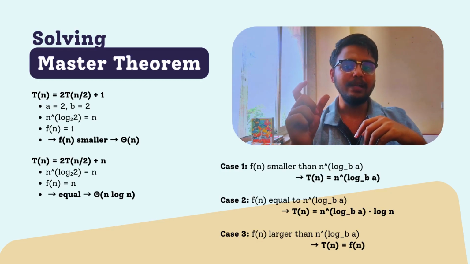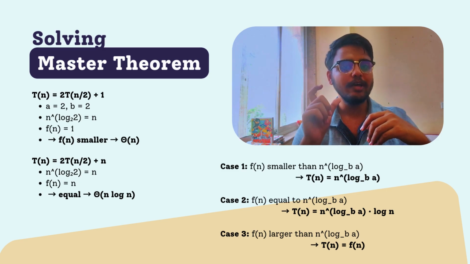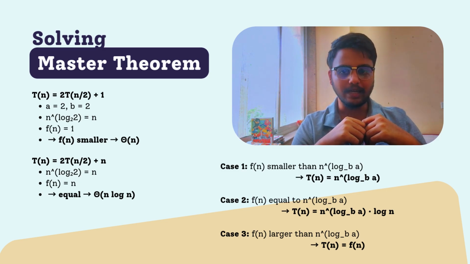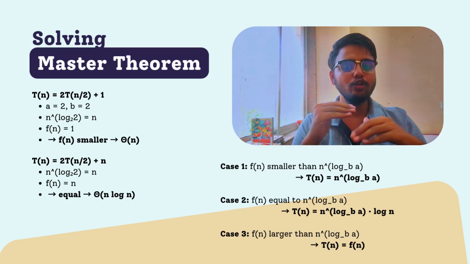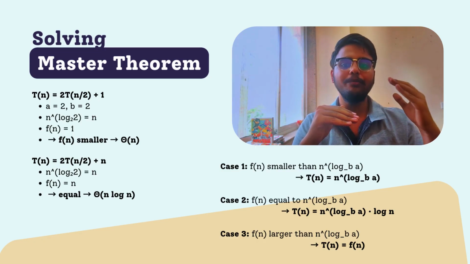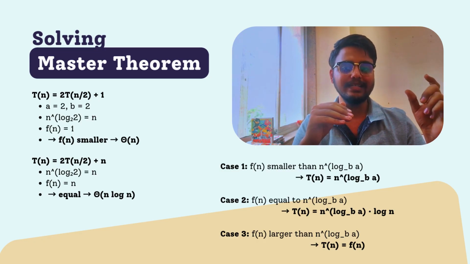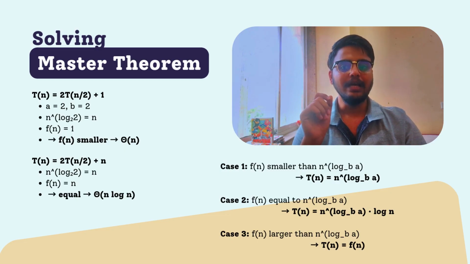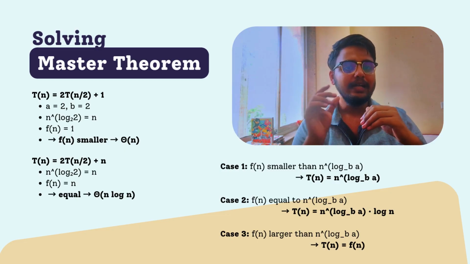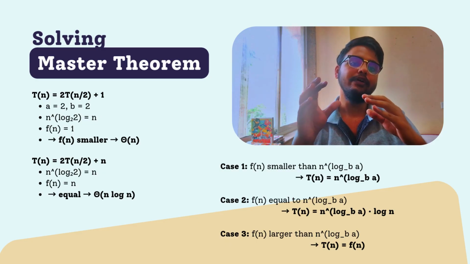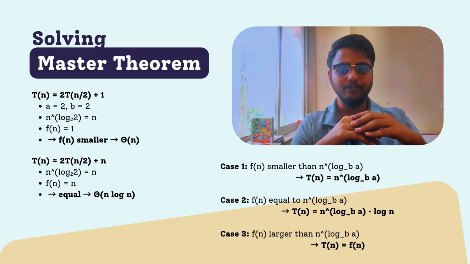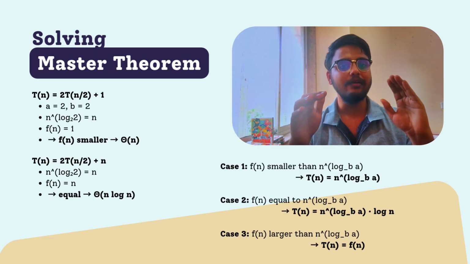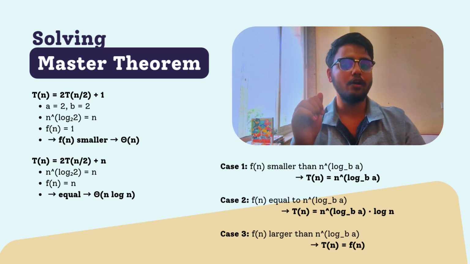For example, if T of n equals 2 times T of n by 2 plus n, here n to the power log 2 to the base 2 is going to be n itself, and f of n here is n, that is same. The result is going to be T of n is theta of n log n. That is why merge sort has a time complexity of n log n.